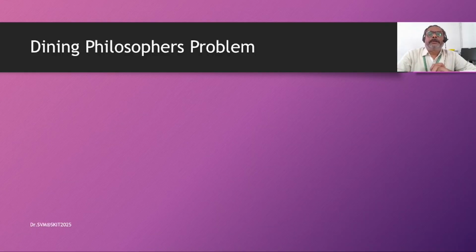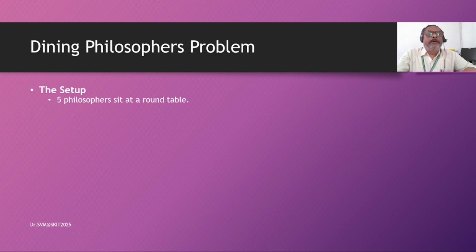Hi friends, let's continue with the next classic problem of process synchronization. It's a wonderful problem named Dining Philosophers problem. Here, let's look at the setup first. We have 5 philosophers who are sitting at a round table.